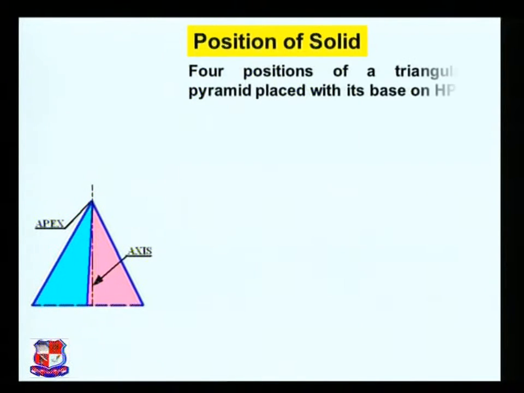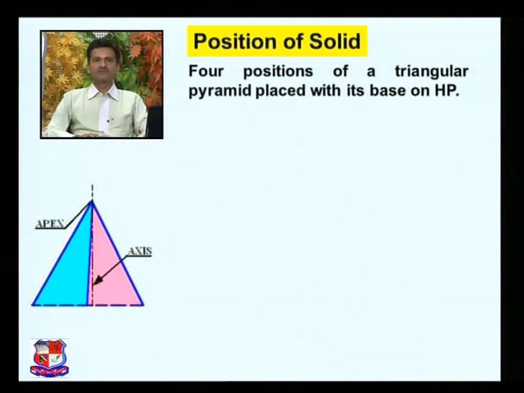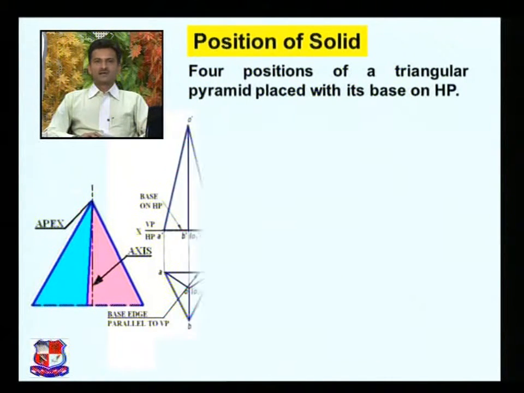Next, 4 positions of the triangular pyramid placed with its base on HP. If it is a triangular pyramid, then also 4 positions would be possible. In a triangular pyramid, one difference is there, that is its front view would be triangular in shape. So this is a triangular pyramid.